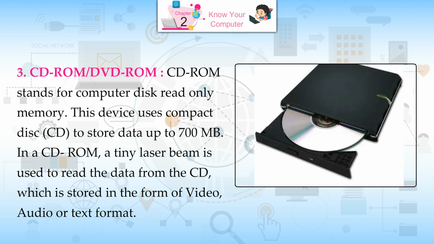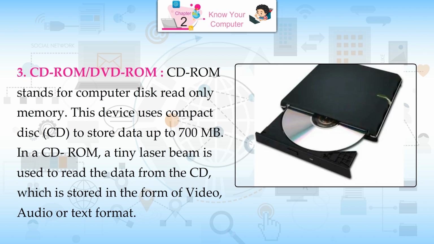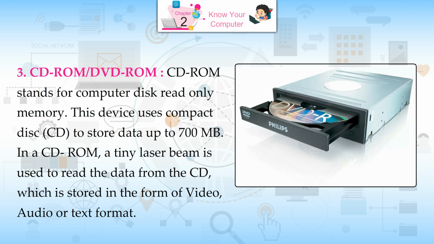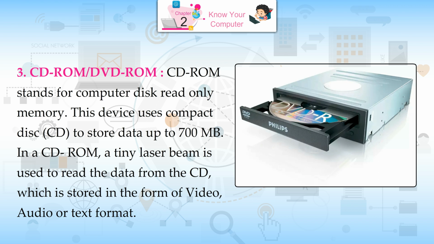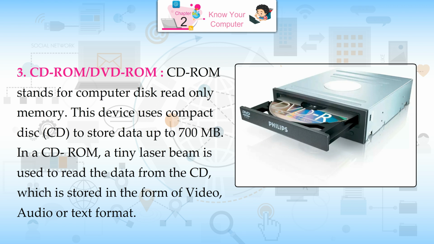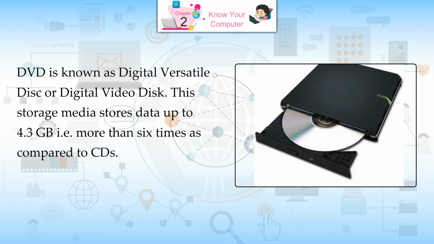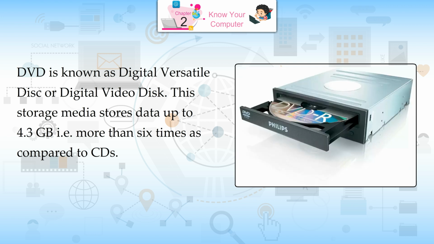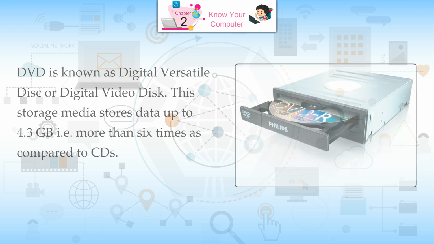Third, CD-ROM, DVD-ROM. CD-ROM stands for Compact Disc Read-Only Memory. This drive uses a compact disc (CD) to store data up to 700 MB. In a CD-ROM, a tiny laser beam is used to read the data from the CD, which is stored in the form of video, audio, or text format. DVD is known as digital versatile disc or digital video disc. This storage media stores data up to 4.3 GB, that is more than 6 times as compared to CDs.